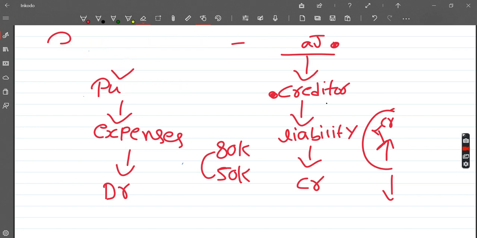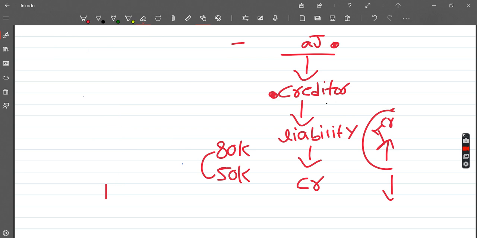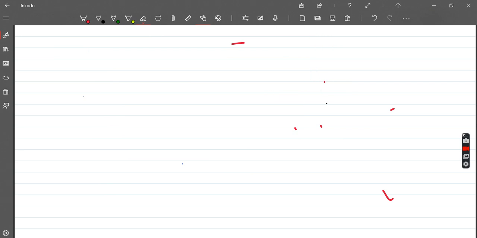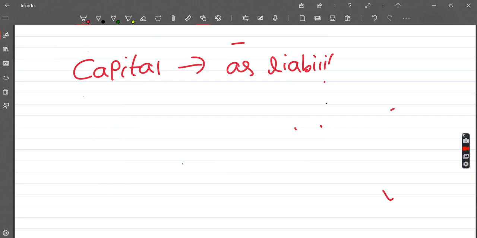And today we will learn about something called the business entity concept. One of the important things is that you might have seen that we consider capital as a liability, right? Why do we consider capital as a liability? Due to the business entity concept. What does this concept tell?